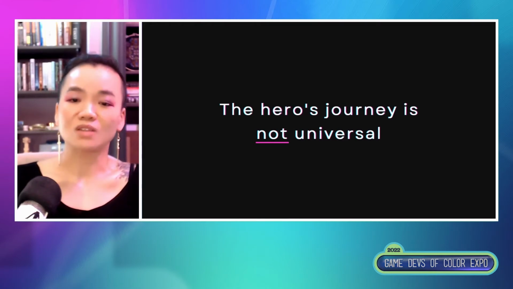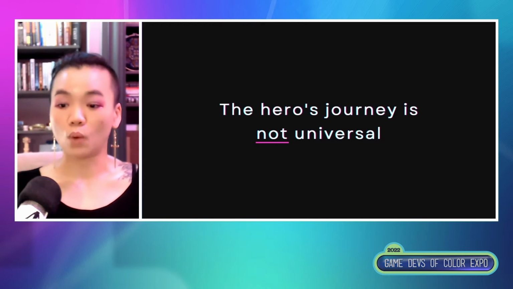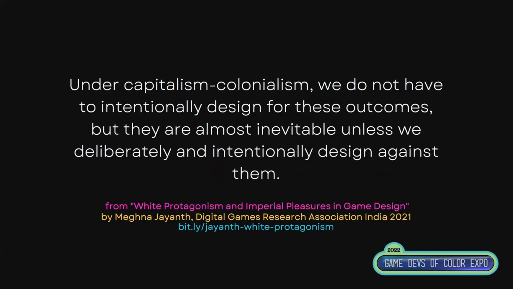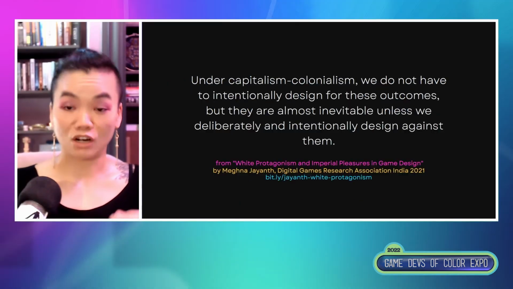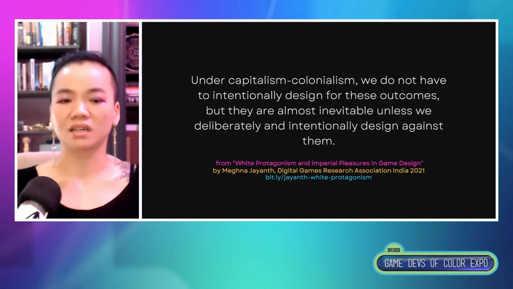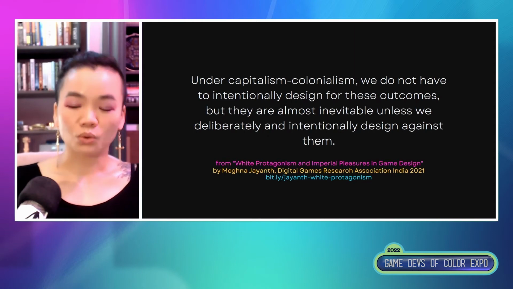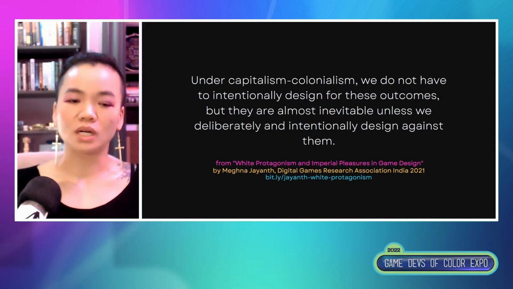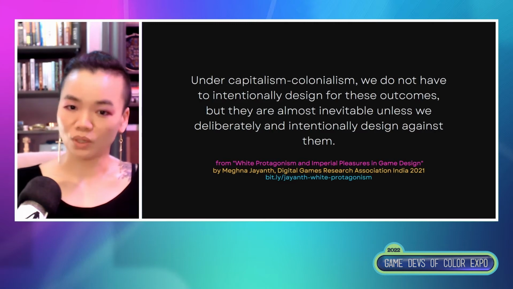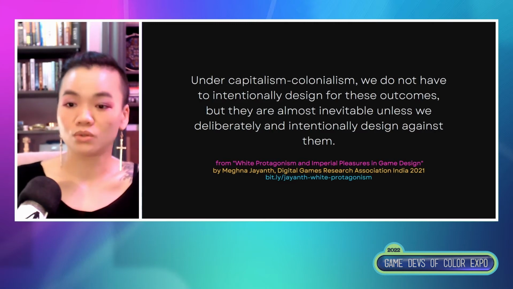This narrative pattern is also at the root of what Meghna Jayanth calls white protagonism in her Digra India 2021 keynote. She says, under capitalism colonialism, we do not have to intentionally design for these outcomes, but they are almost inevitable unless we deliberately and intentionally design against them. When we use a narrative structure without explicitly examining its narrative lens, we can unwittingly reproduce the assumptions of that lens. When we mistake a specific narrative lens for an inevitable and a universal one, we limit the kinds of stories we can tell and whose stories get told.